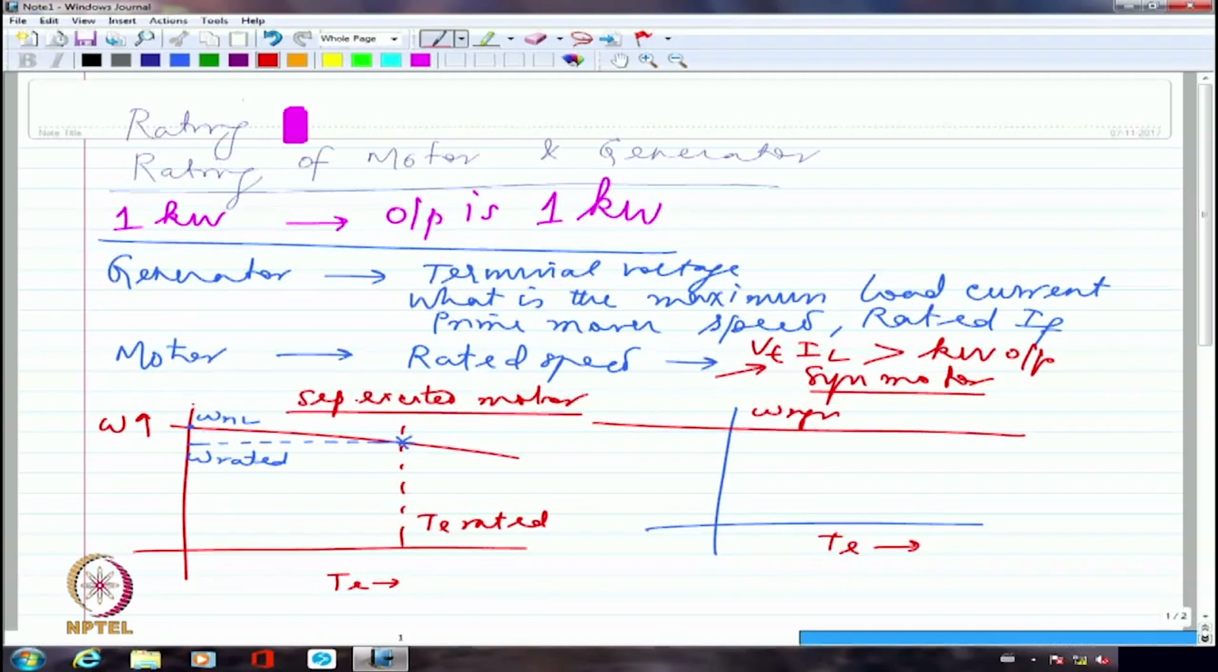Minus whatever is the friction and windage losses, if those are given. If those are not given, I would conveniently assume that it is ideal condition, friction and windage losses are 0. Got it? If it is not given, please do not assume friction and windage losses to be 0. Then you are essentially reducing your calculation.